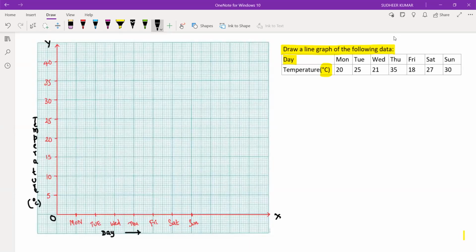So the first one, on Monday, it is 20 degrees Celsius. So on Monday, 20. So the corresponding value or point is here. And on Tuesday, it's 25. And on Wednesday, 21. How shall we represent 21?